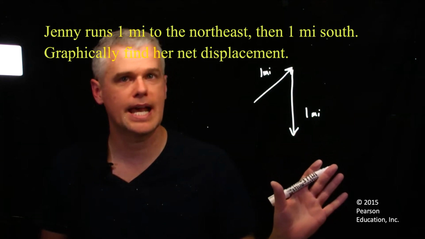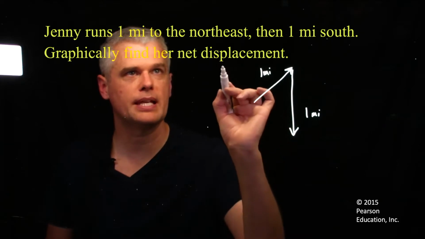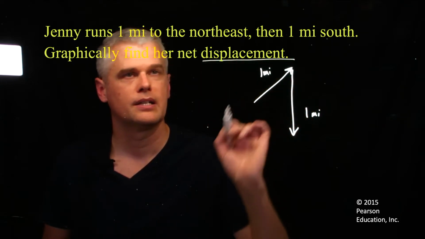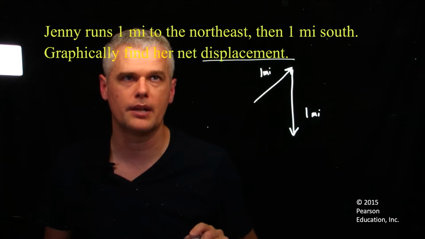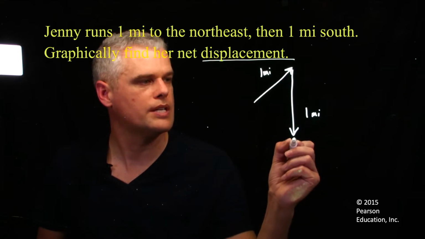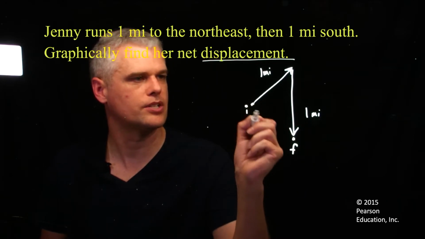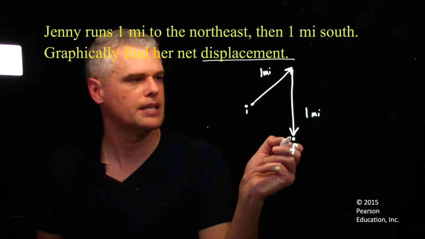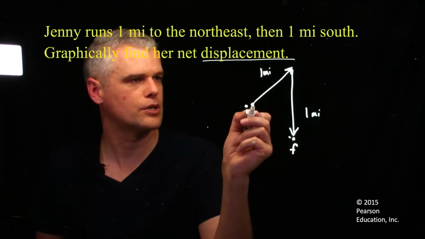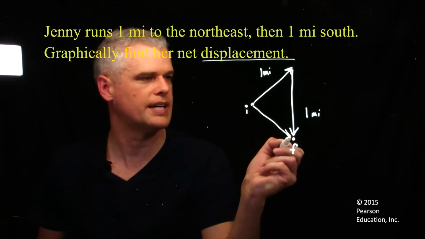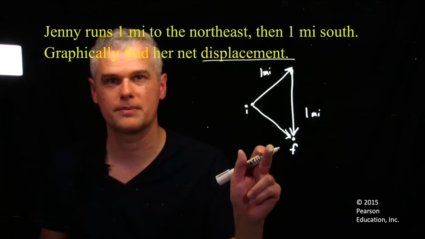Graphically, find her net displacement. Now, displacement does not mean how far did she run. It means what is the difference between her final location and her initial location. The displacement can be represented as a vector that goes from initial to final. That would be her displacement.